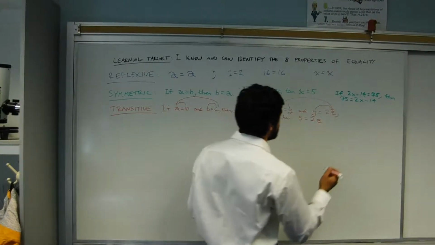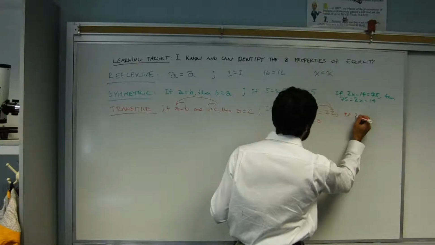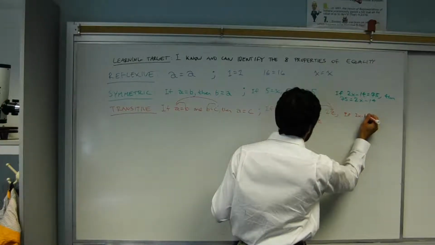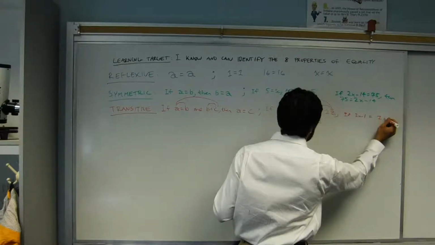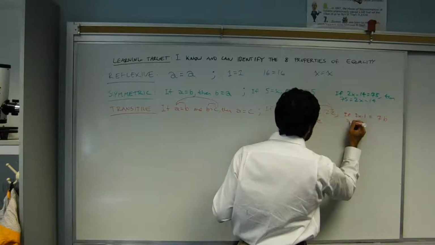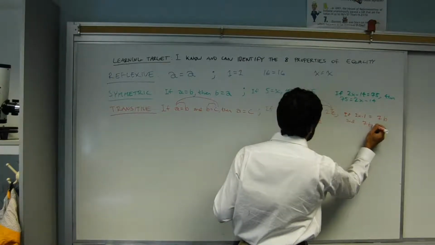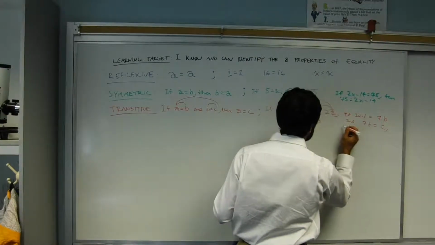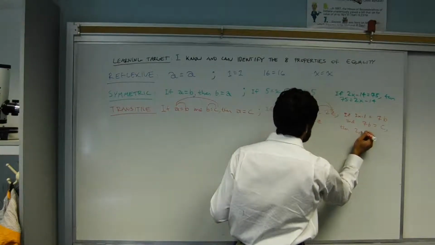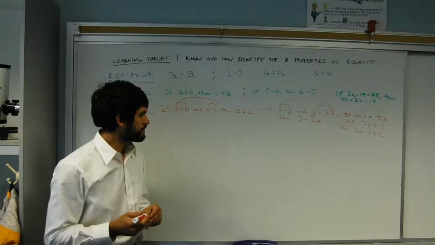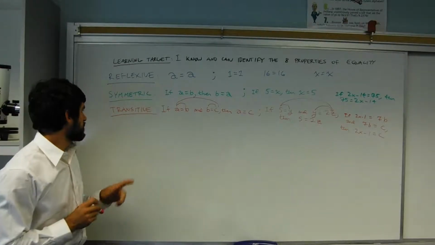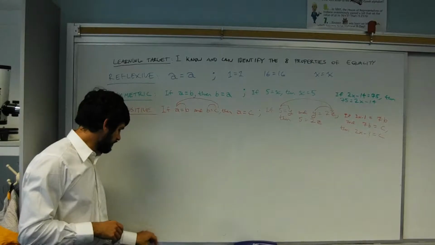Another example would be 2x minus 1 is equal to 7b, and 7b is equal to c, then 2x minus 1 is also equal to c. So that is our transitive property.